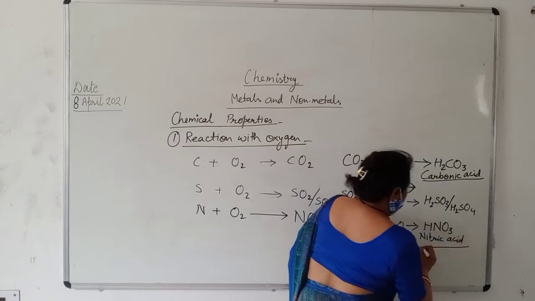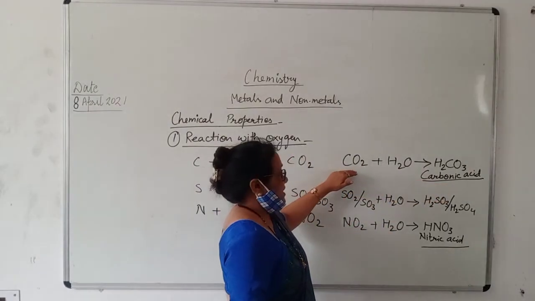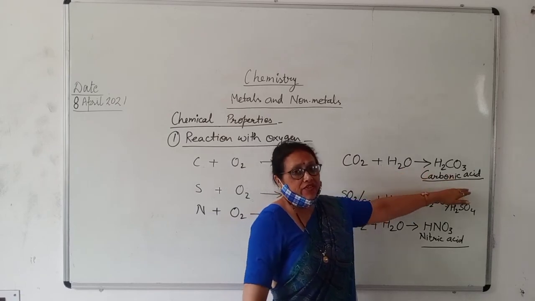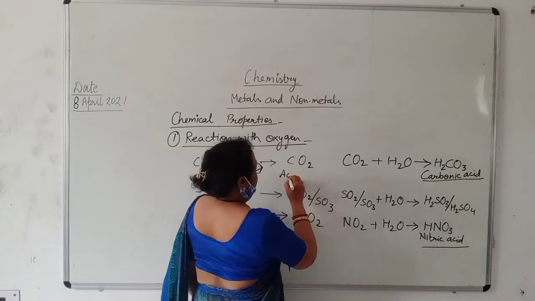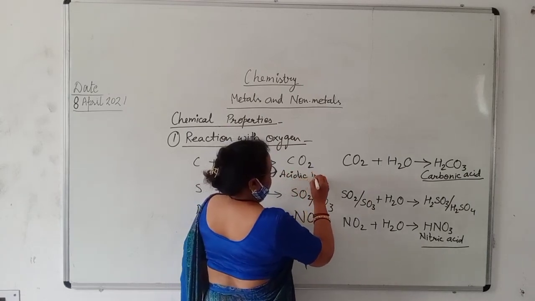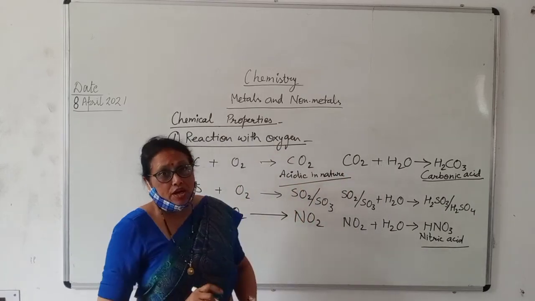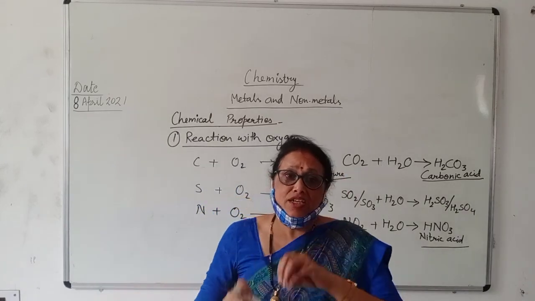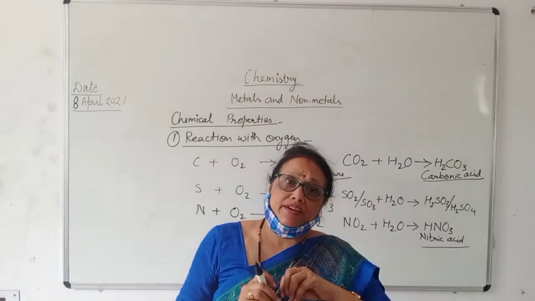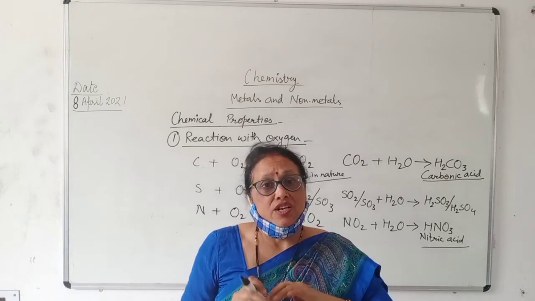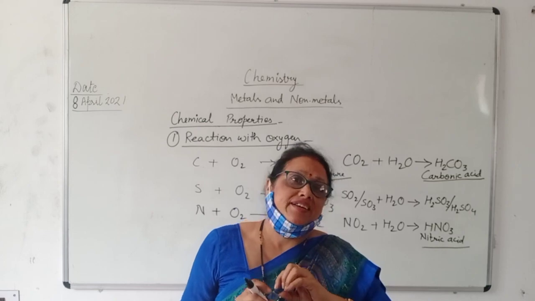So what are we observing here? We are observing that these oxides, on dissolving in water, are giving acids. So these oxides are acidic in nature. Clear to all of you? So metals give basic oxides when we heat them in air, and non-metals give acidic oxides when we heat them in air.